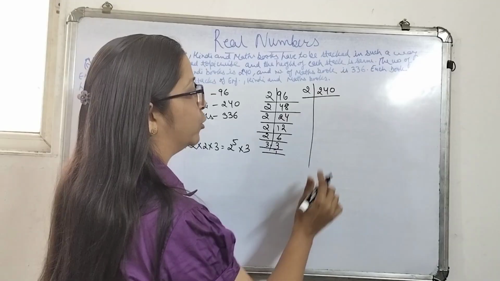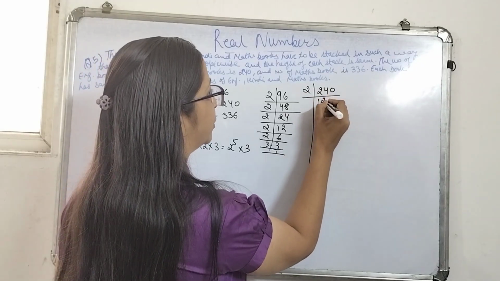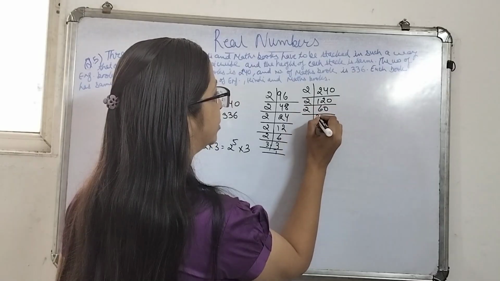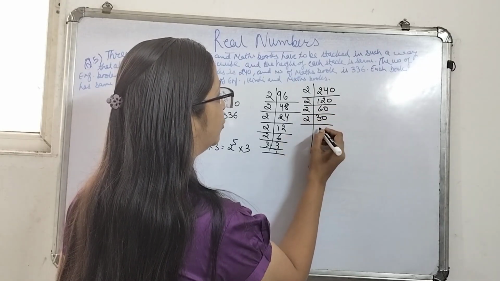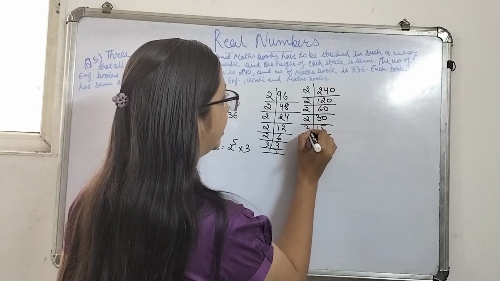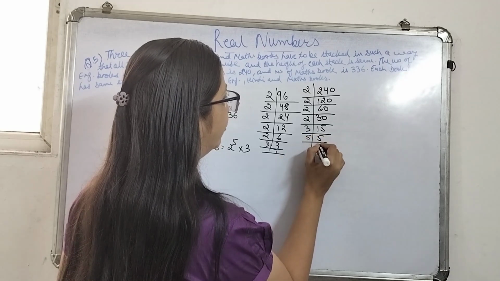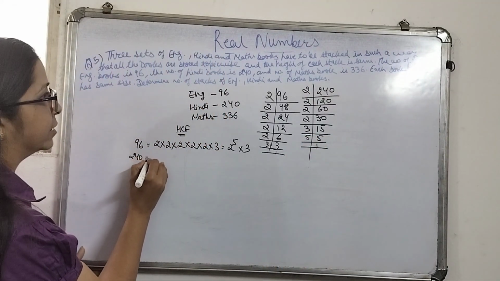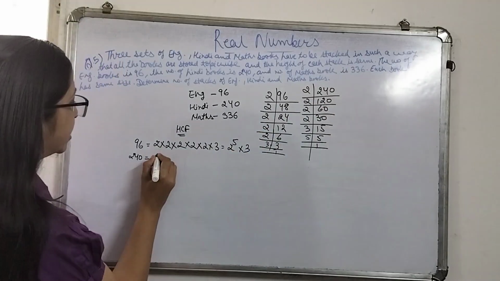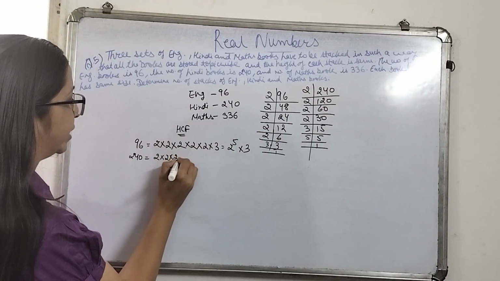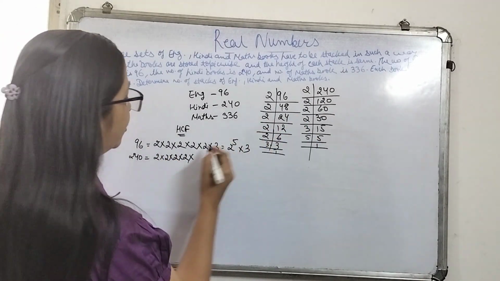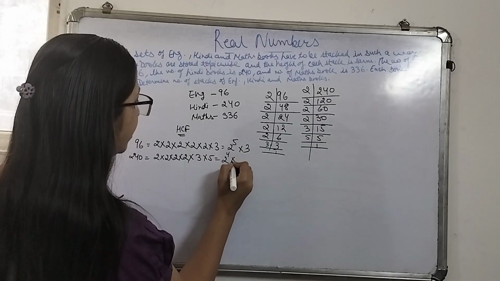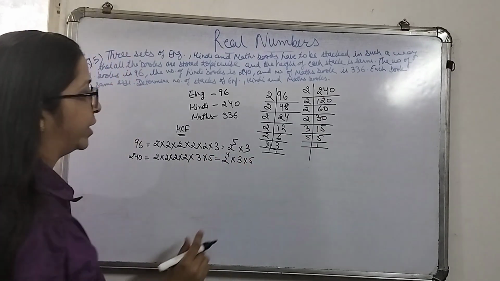So we will divide it by 2 once. 2 1 is 2, 2 2 is 4. Then again 2 60 times. Then again 2 30 times. Then again 2 15 times. 3 5 times. 5 1 time. So 240 could be written as 4 times 2 is coming. So we have taken 2, then 3 and then 5. That means 2 raised to the power 4 multiplied by 3 multiplied by 5.